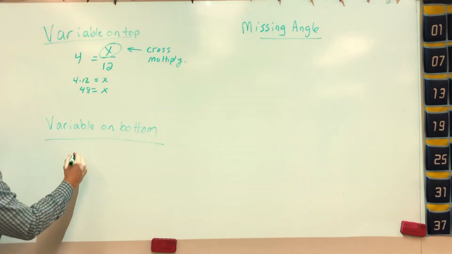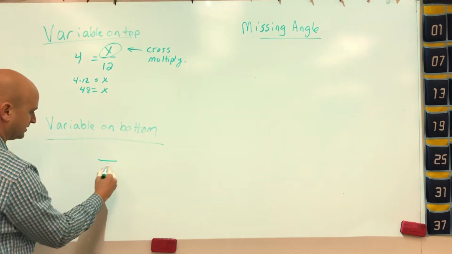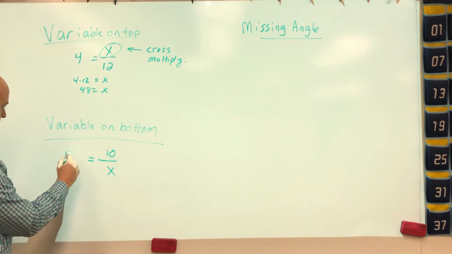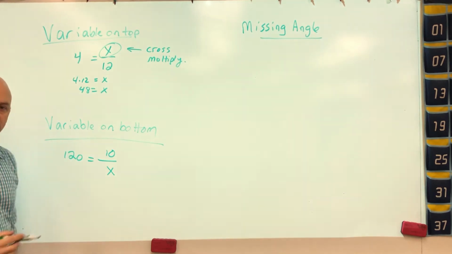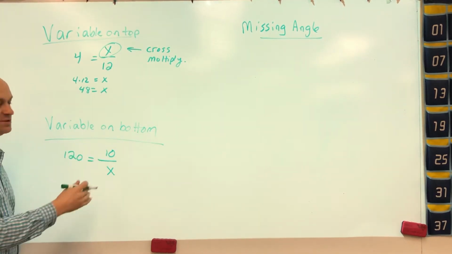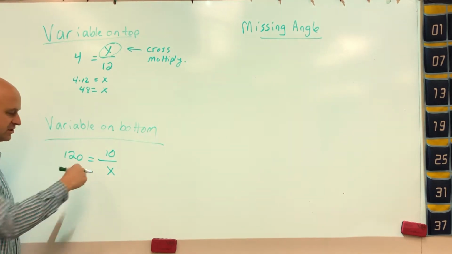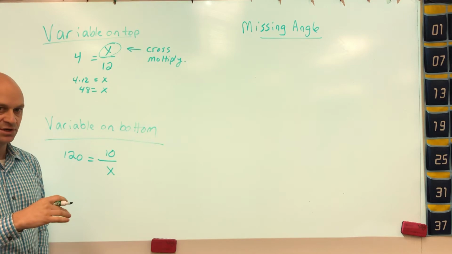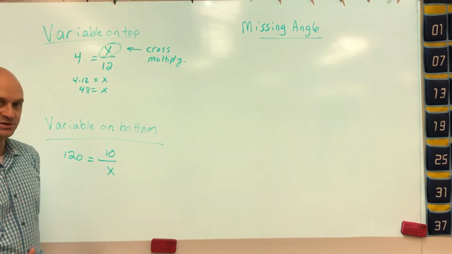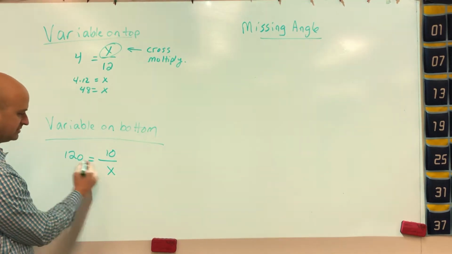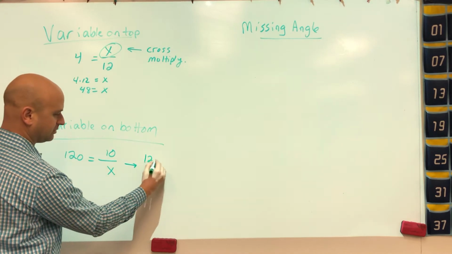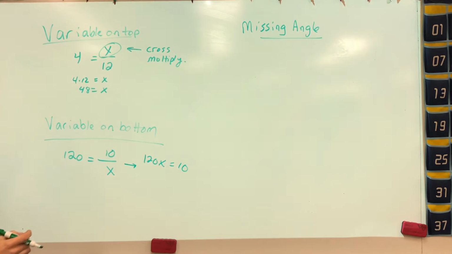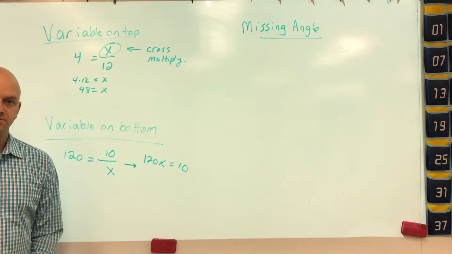Okay, now if the variable's on the bottom, let's do a different one. If x is on the bottom, if we go back to the math, up there we said we cross multiply, but technically we cross multiply here too. The difference is there's an extra step that we have to do. So I'm gonna show you the algebra and then tell you the shortcut. When we cross multiply this, we would get 120x is equal to 10.